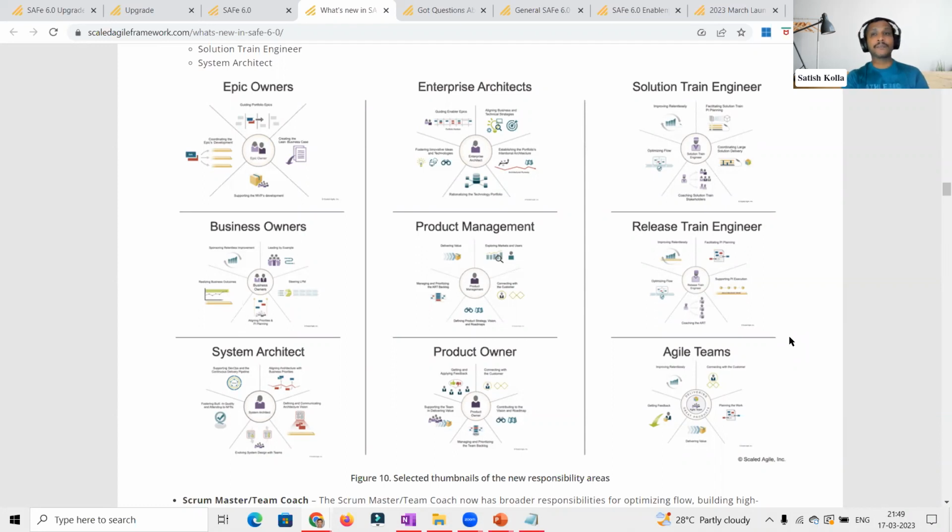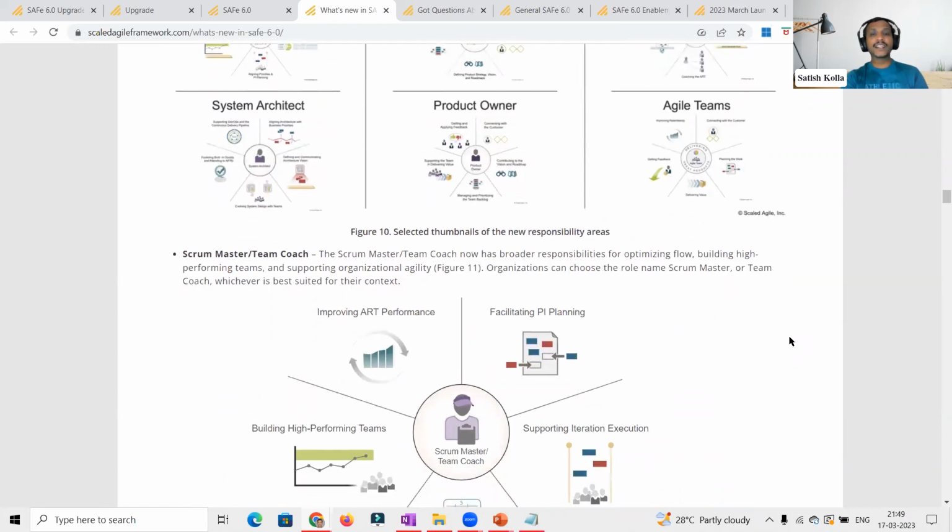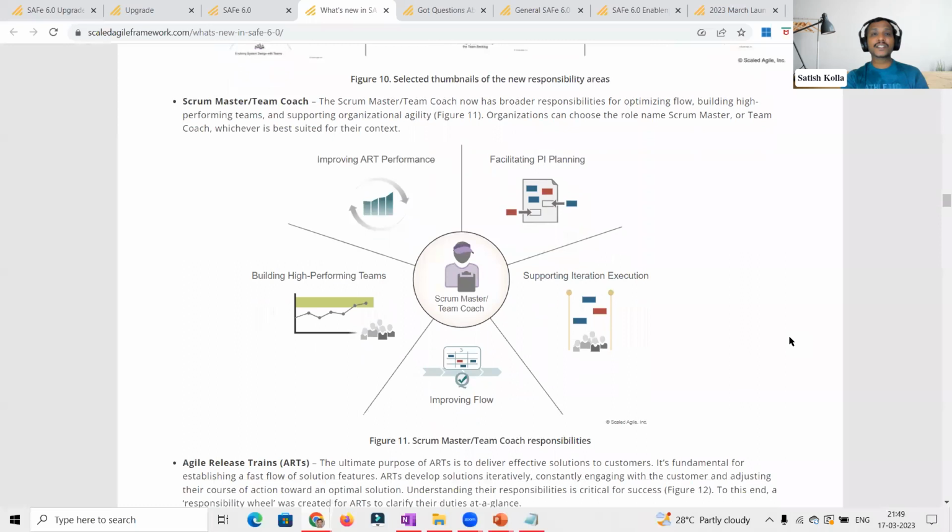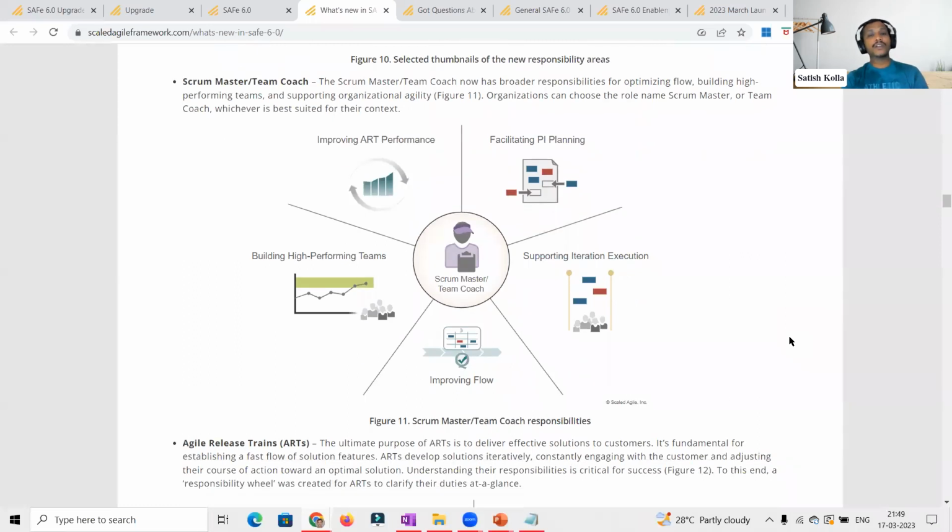There is one major change which was brought as part of this version 6. The Scrum Master is now tagged as Scrum Master / team coach. It might not be the Scrum Master itself, but they will be tagged or considered as a team coach as well, because the Scrum Master is one of the stances of the coach.